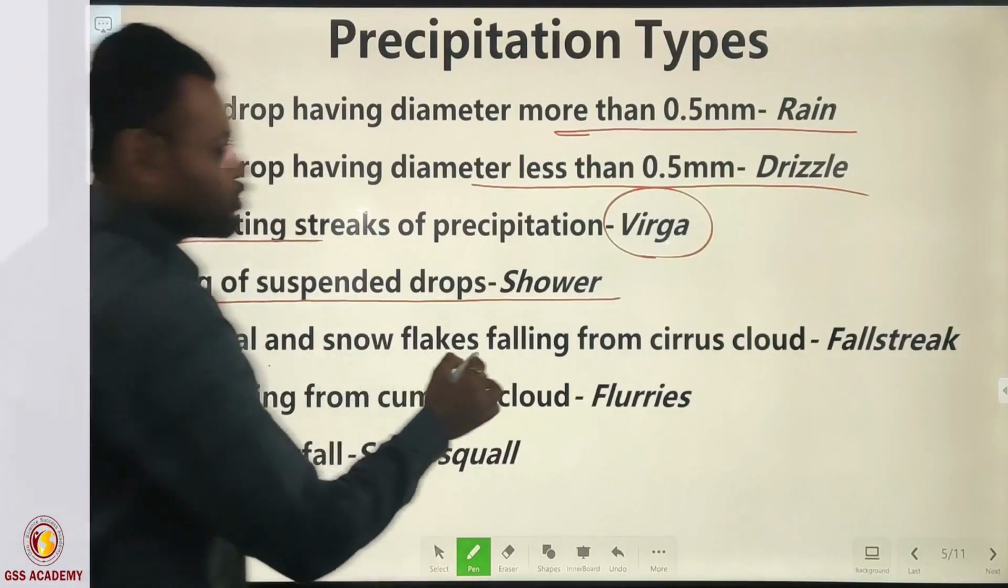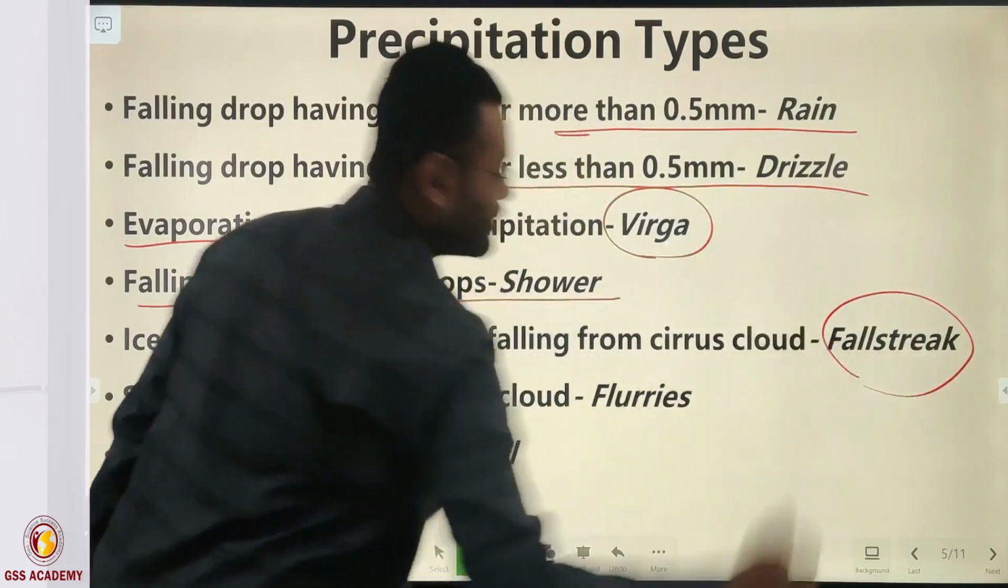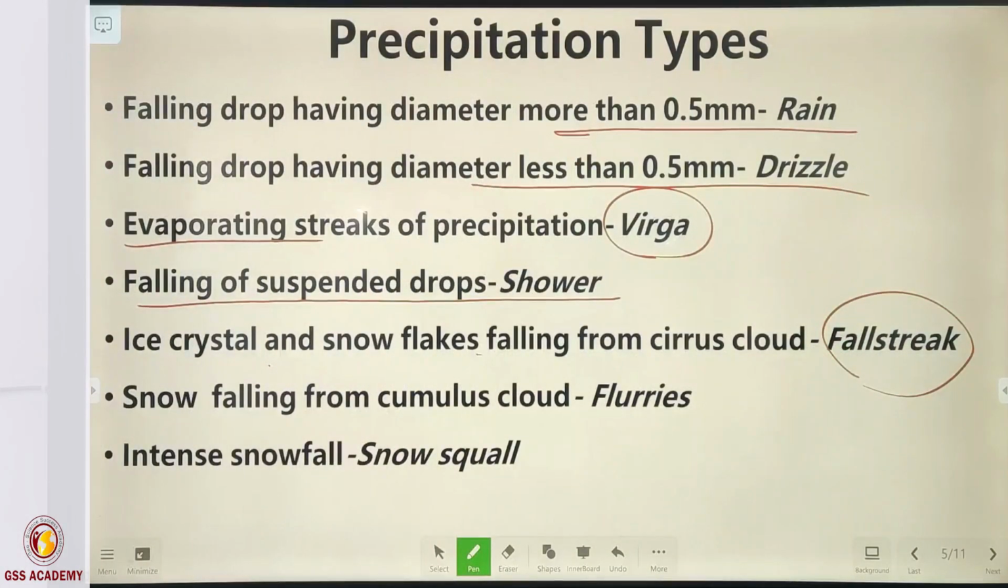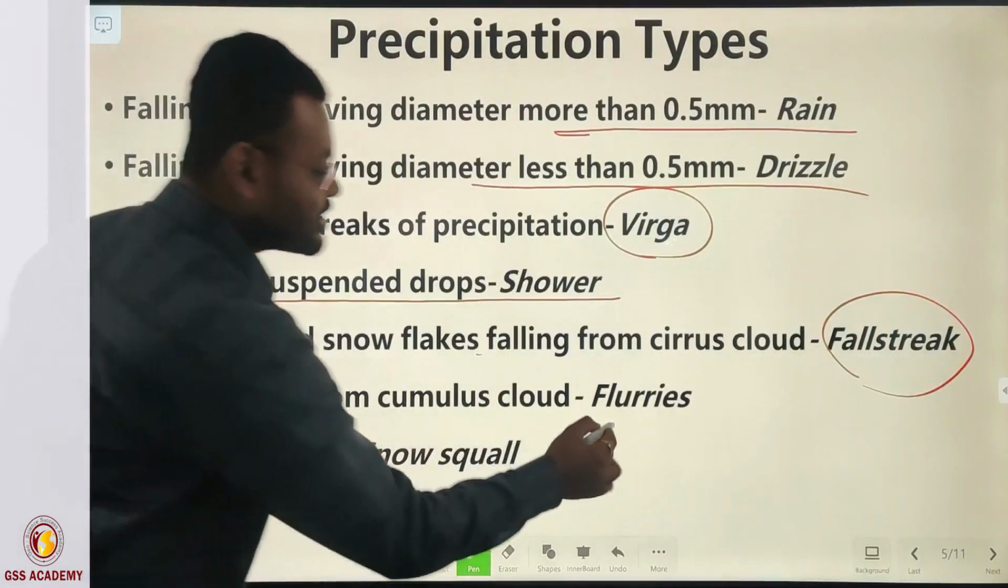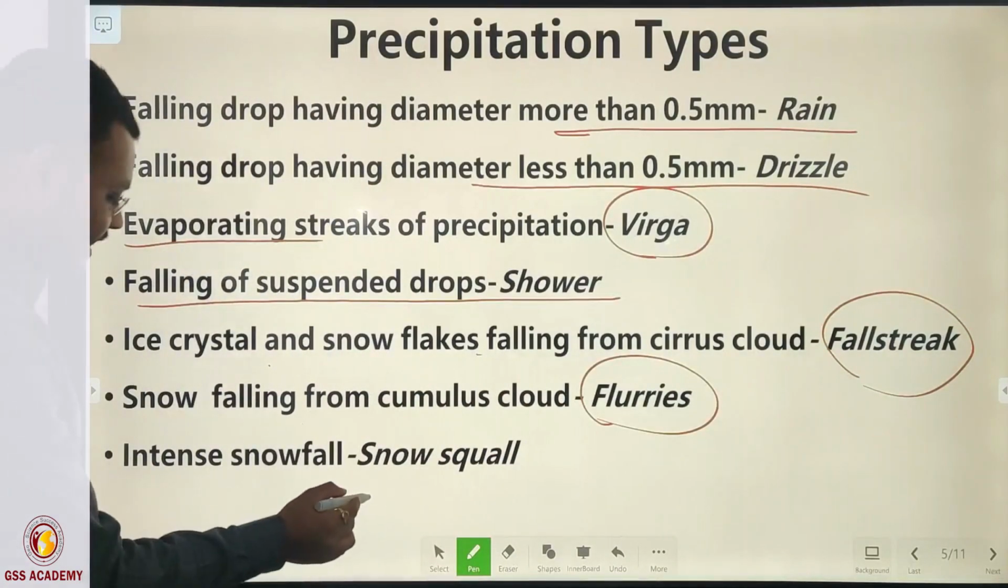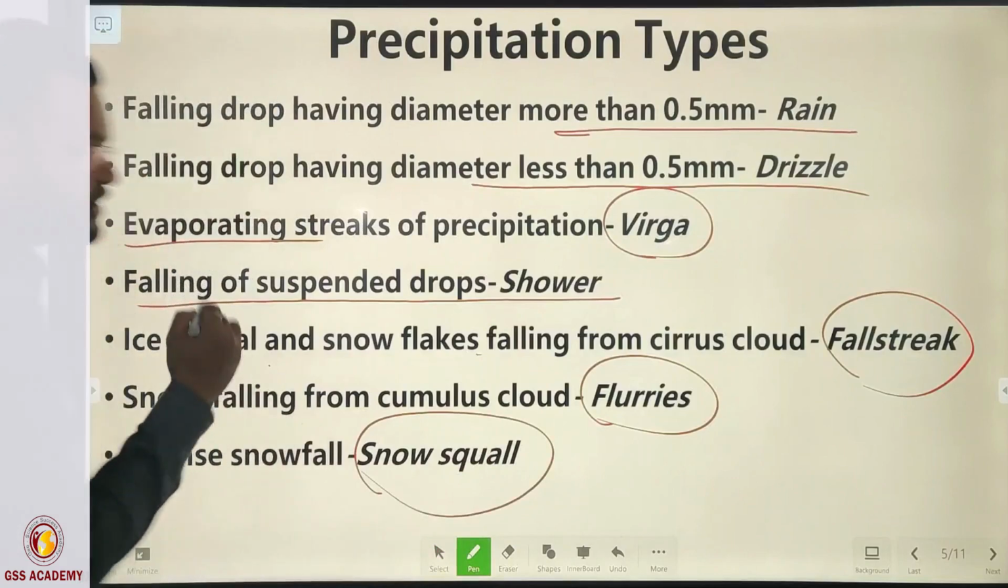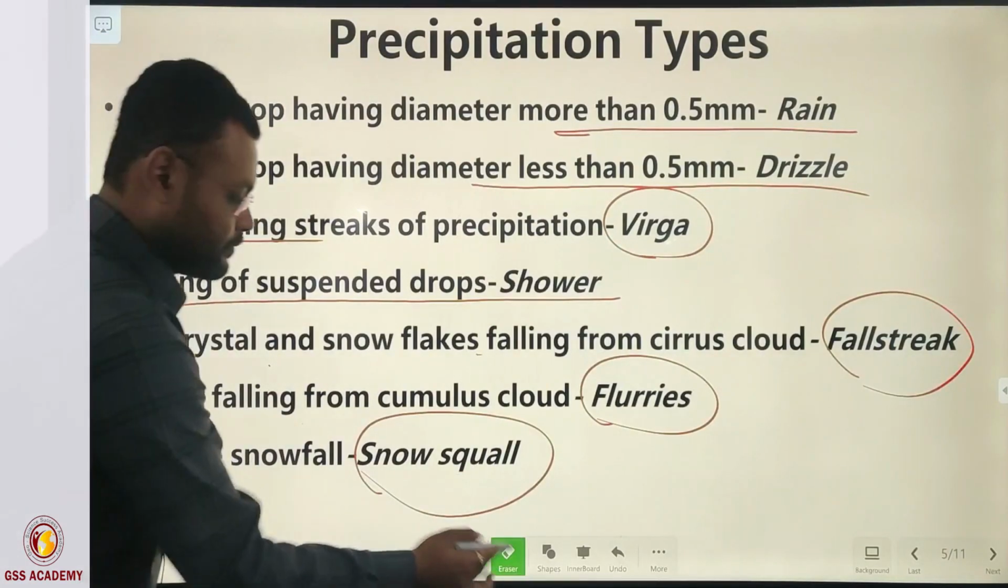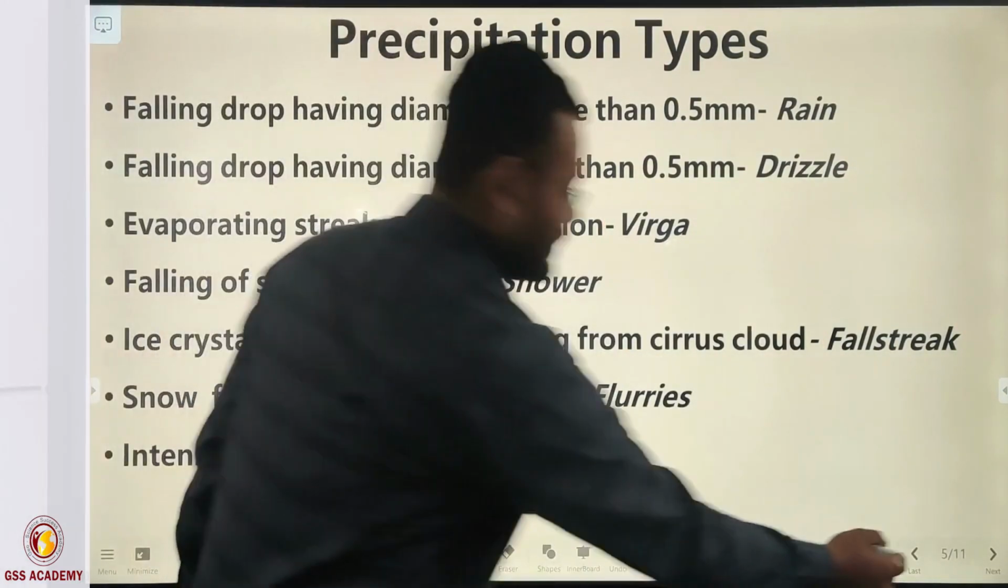Ice crystals and snowflakes falling from a cirrus cloud are called fall streaks. Snow falling from a cumulus cloud is called flurries, whereas intense snowfall is called a snow squall. I think we have left one.